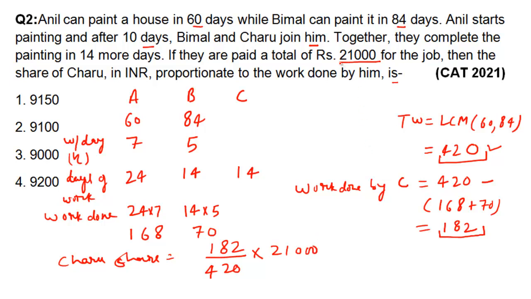We have assumed here 420. Look at this place, 21,000, right? So this calculation is simpler. 0 will cancel out, and this is 100, and this is 2. So this will come out to be 9100. So 9100 is the answer. Option 2 is correct.